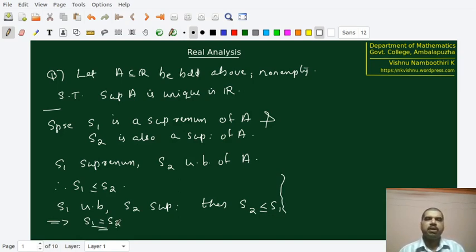Exactly in the same way, we can show that infimum of a set, if it exists, is going to be unique. But of course, remember that we haven't stated any axiom of completeness regarding the existence of infimum. That will actually follow from the next problem.